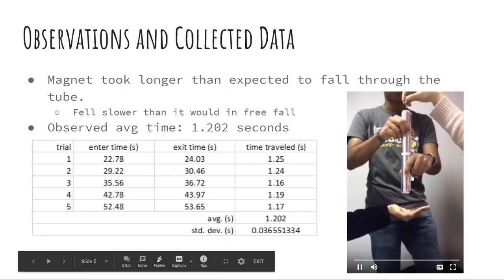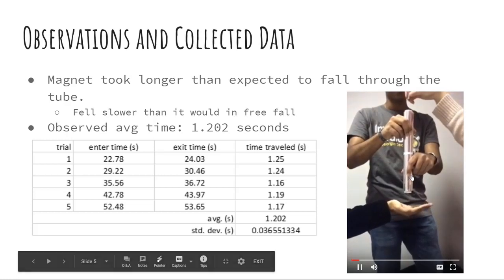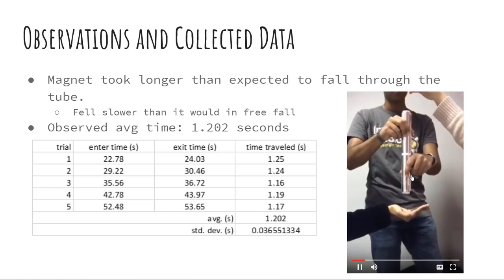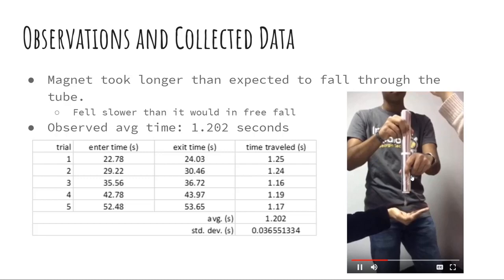The first thing I noticed was that the magnet definitely fell slower through the tube than it would have if it were in free fall. The observed average time was 1.202 seconds with a standard deviation of 0.037 seconds.